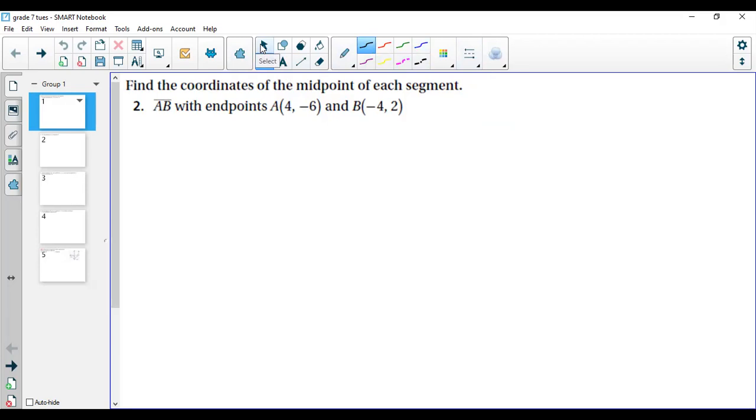They said find the coordinates of the midpoint. Find the coordinates of the midpoint. So we are going to find only the midpoint. We don't have to work backward. We are going to find the midpoint. So simply we are going to use the formula.